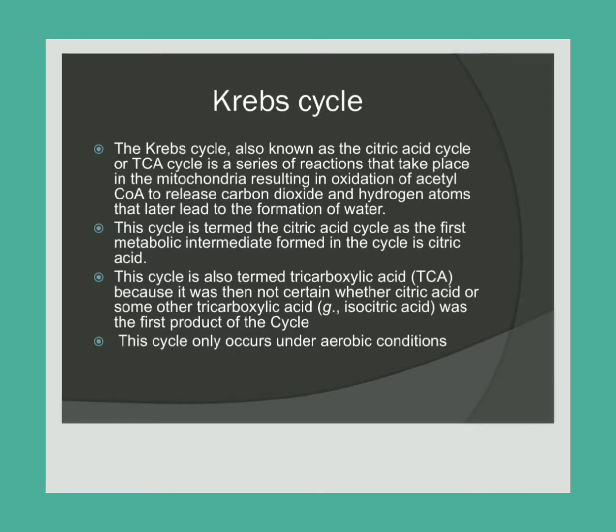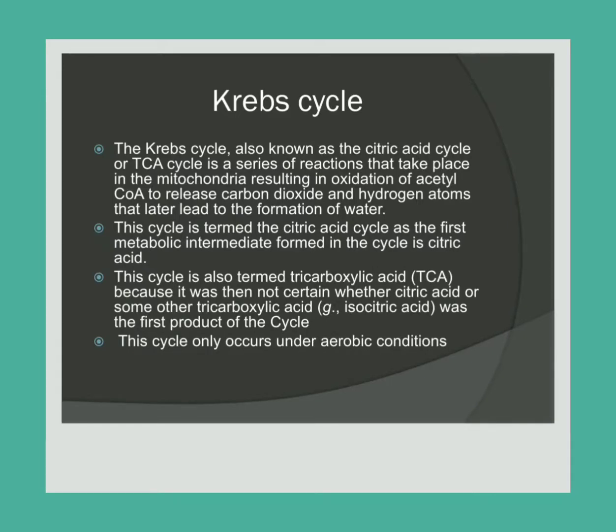So it is a series of reactions that takes place in the mitochondria and results in the oxidation of acetyl CoA to release carbon dioxide and hydrogen atoms that later lead to the formation of water. Okay, because of the first product we are calling it the citric acid cycle, as the first metabolic intermediate formed in the cycle. Okay, that is citric acid.